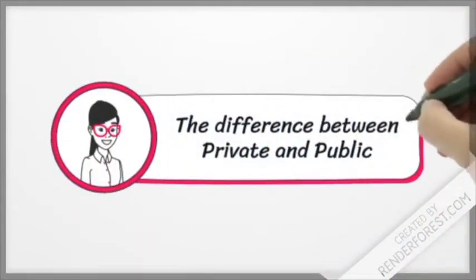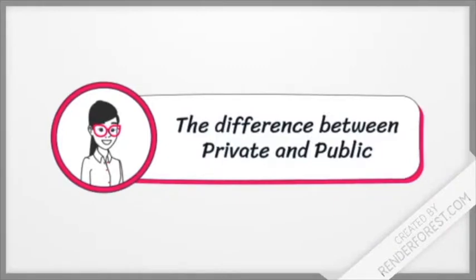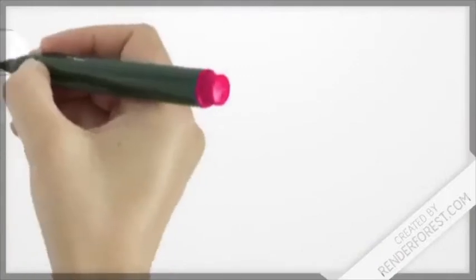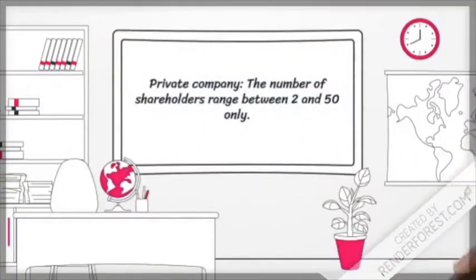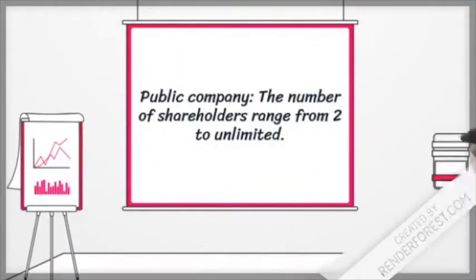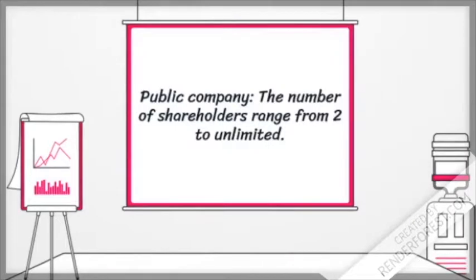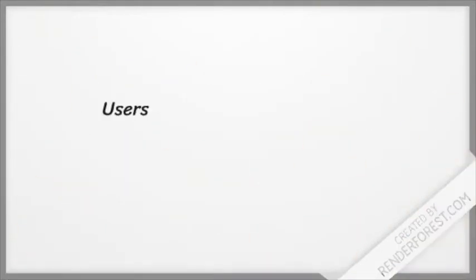Next, I am going to explain the difference between private and public company. For private company, the number of shareholders ranges between 2 to 50 only. Meanwhile, for public company, the number of shareholders ranges from 2 persons to an unlimited number of persons.